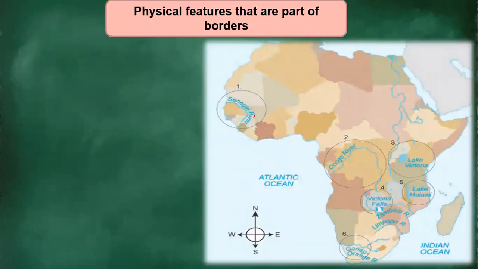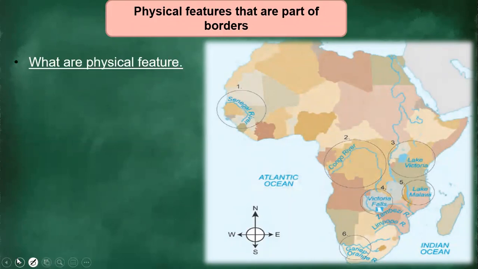Now we are going to look at a map. We are going to look at the physical features that are part of the borders, the borders that separate one country from the other country. What are physical features again? So this is a revision. I'm going to be repeating questions and I want to see if you still remember. So what are physical features?